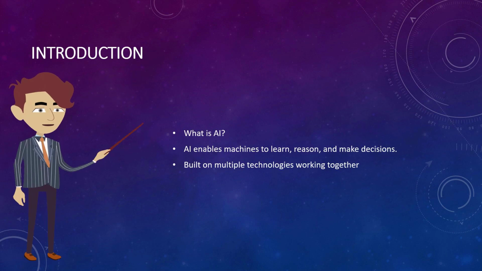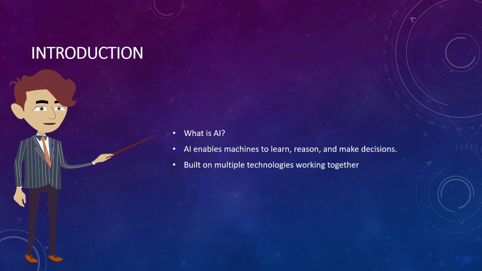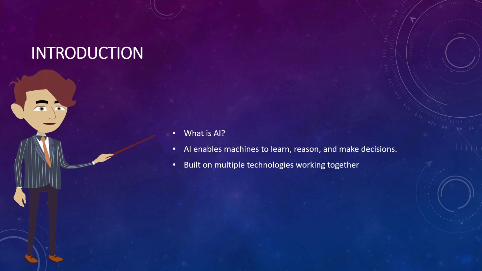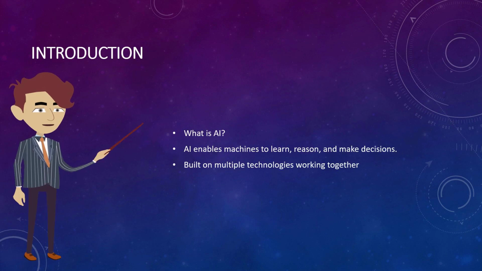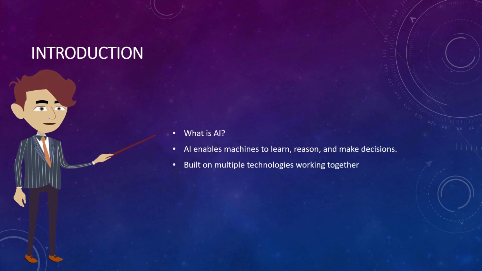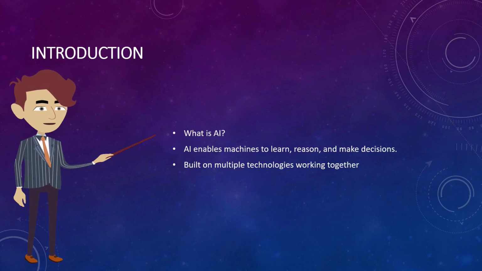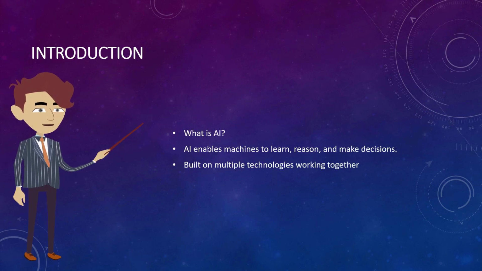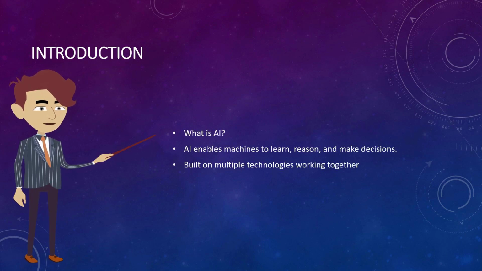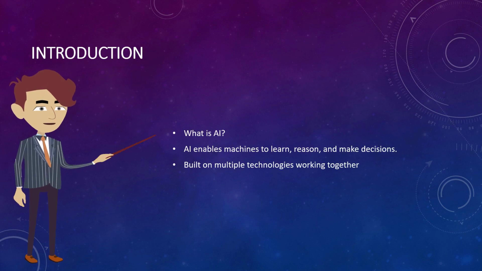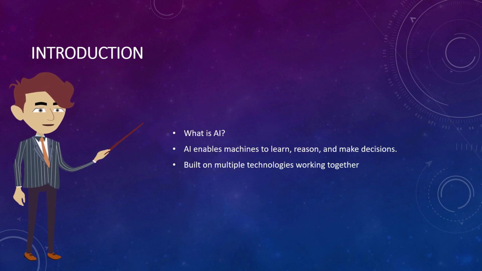So first, we will try to understand what AI is. At its simplest, AI, that is artificial intelligence, is a field of computer science dedicated to creating systems that can perform tasks without requiring any human interference, tasks which previously required human intelligence. We can think of it like teaching a machine to think, learn, and solve problems rather than following a rigid set of manual instructions.